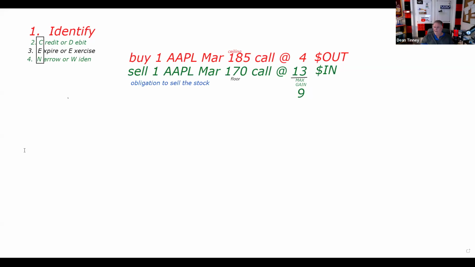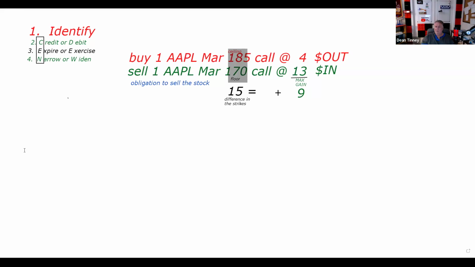Credit has 6 letters, expire has 6 letters, narrow has 6 letters. Don't hate the 8. 8 test questions. The gain and the loss, we already have the gain. The gain and the loss always equals the difference in the strikes. There's 15 points to be made or lost. All the action takes place between the strikes.